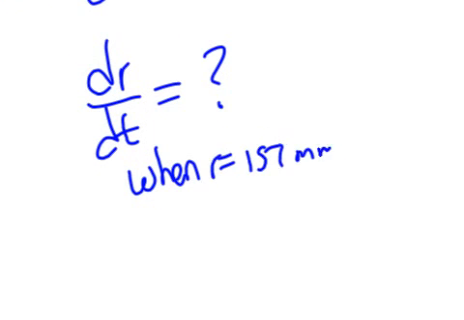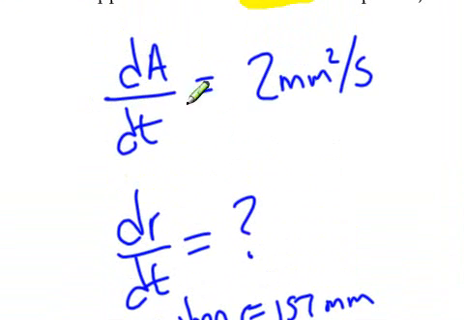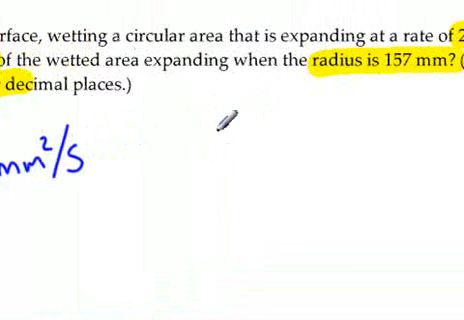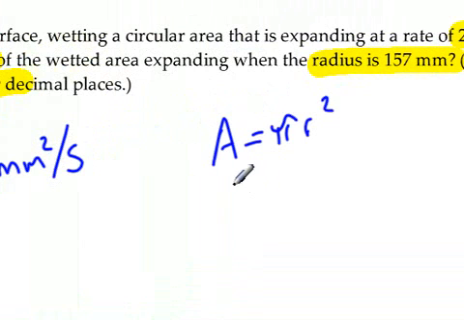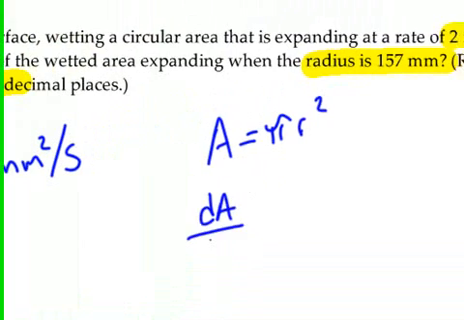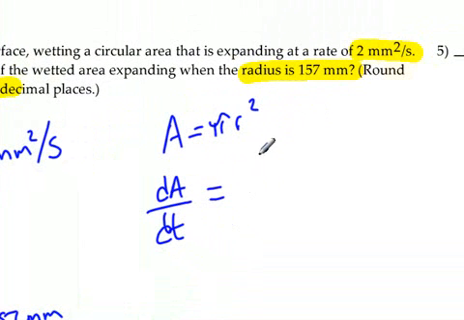157 millimeters. We need some function that relates area and radius. Well, most of us will say that the area of a circle is pi r squared. That's a great place to start. Let's go ahead and take the derivative of both sides. The derivative of A is dA/dt. That's good because we have a value for that. The derivative of pi r squared is 2 pi r dr/dt. And that's good because we're interested in dr/dt.